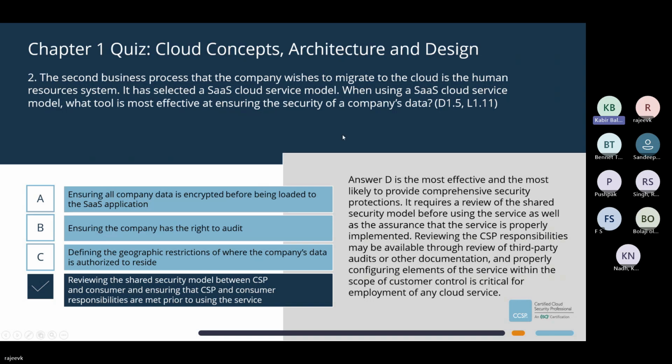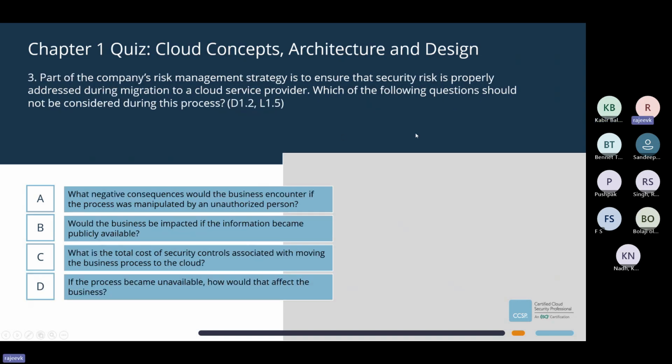Okay, next question. Part of the company risk management strategy is to ensure that security risk is properly addressed during migration to a cloud service provider. Which of the following questions should not be considered during this process? I think this one is very straightforward because it is asking for risk management strategy, right? So it is asking which of the following questions should not be considered.